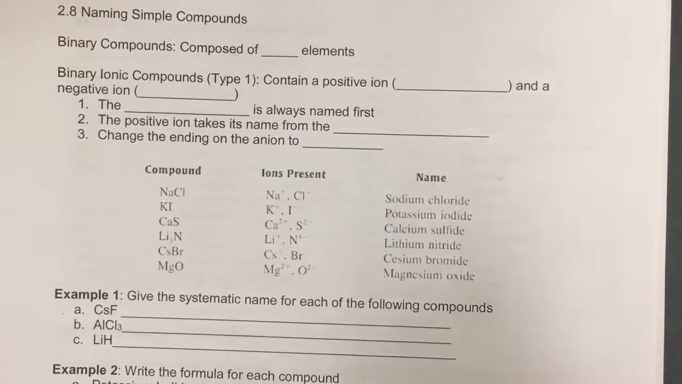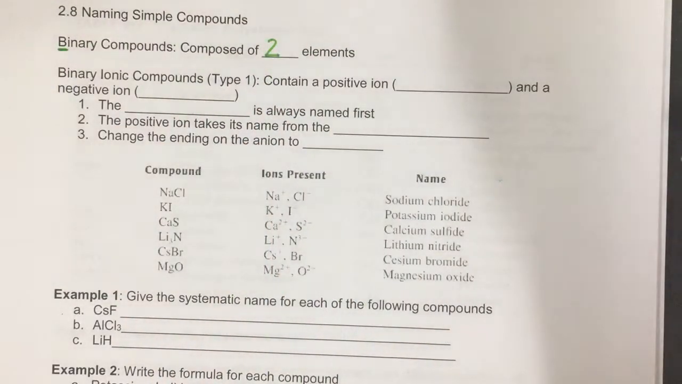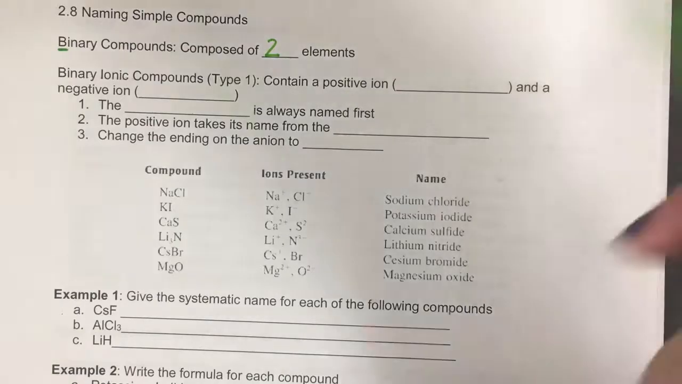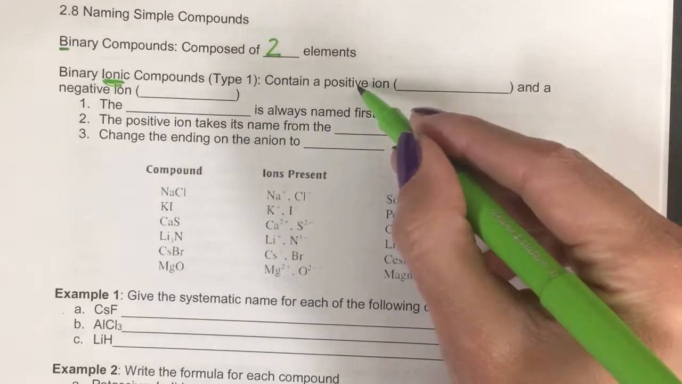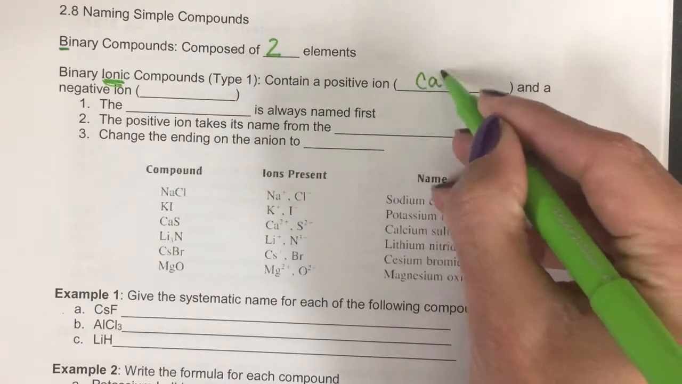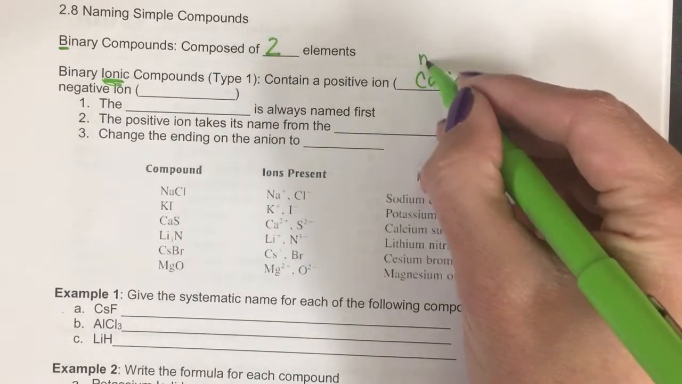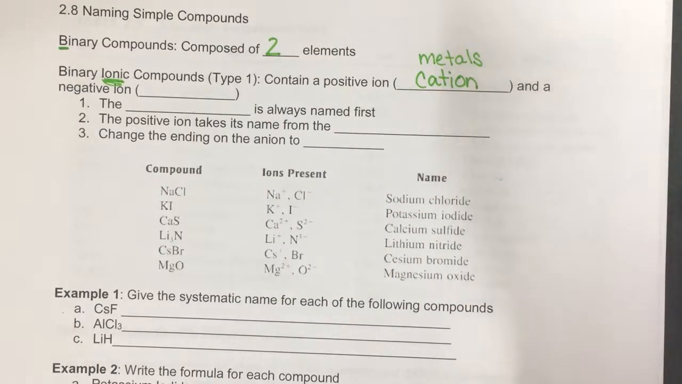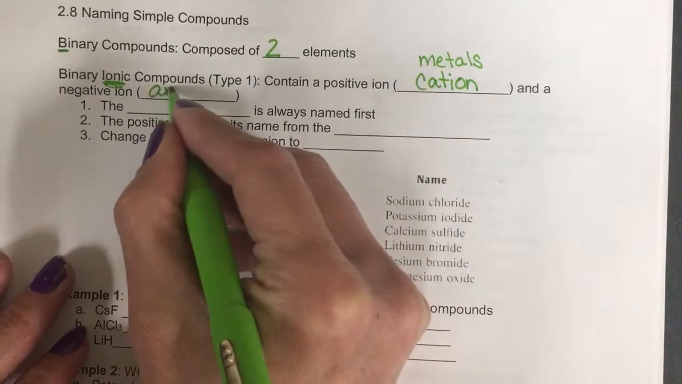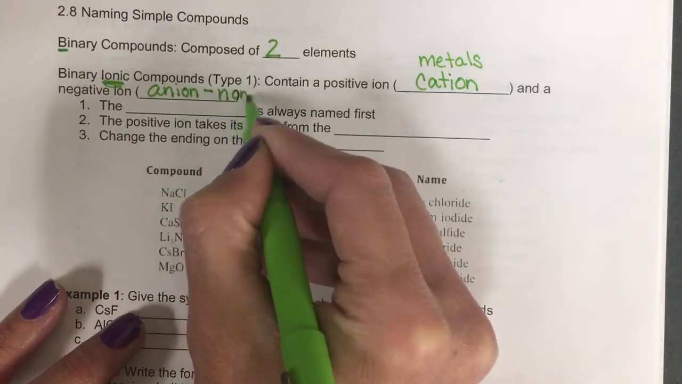So we're going to start with simple binary compounds. Binary, bi, meaning 2. A binary ionic compound has to have ions. It's going to have a positive ion, which remember we called a cation. Our cations are always going to be metals. It's also going to have a negative ion called an anion. And remember, our anions are always non-metals.